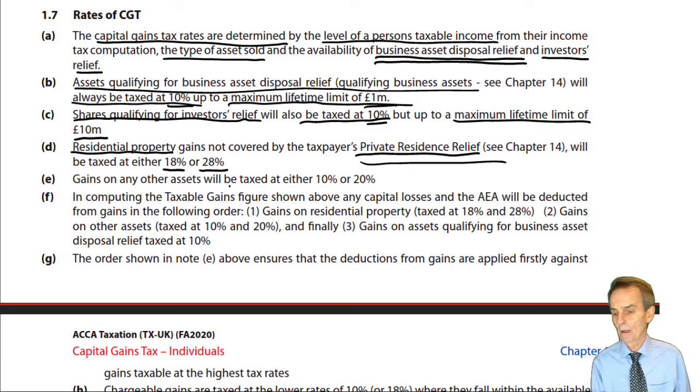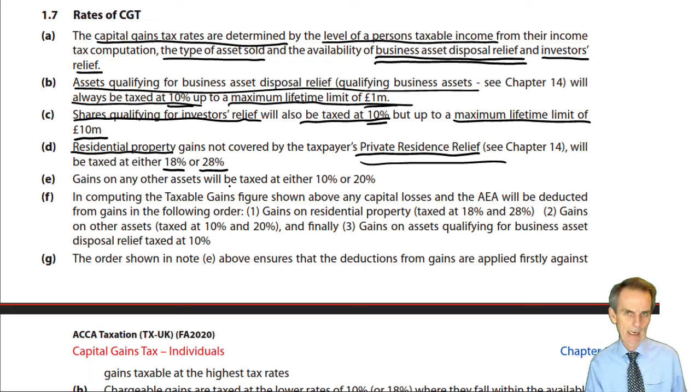We have other properties, or we've got a holiday home, a second or more residential properties. Well, any gains made on those are not covered by your private residence relief, and those gains will attract these higher CGT rates. On the vast majority of assets, it's 10% or 20%. We know with certain lifetime limits, it's only 10% on those assets that specifically qualify for either of two reliefs, business asset disposal relief or investors' relief.